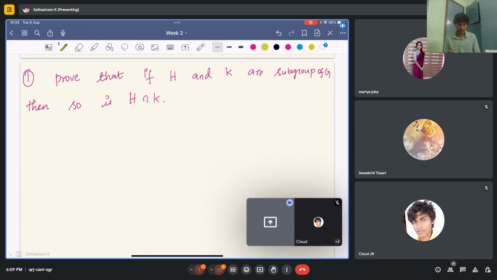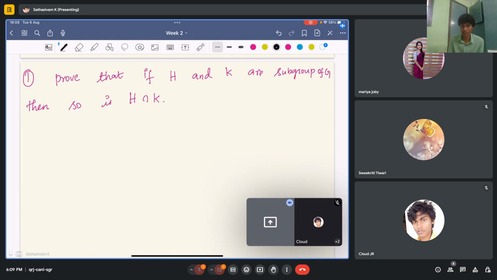So the first problem says the following. Suppose you have two subgroups H and K, then what can you say about H intersection K? So in general, is it a subgroup or not? What we can say easily is H intersection K is actually a subgroup, but for the union one has to see whether it's a subgroup or not. So the first problem says, suppose H and K are subgroups, then prove that H intersection K is a subgroup.